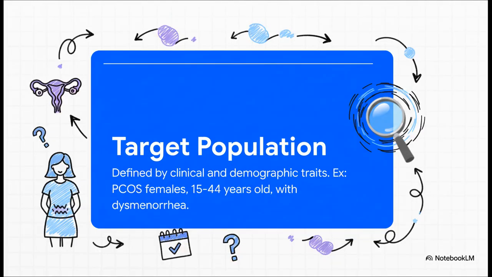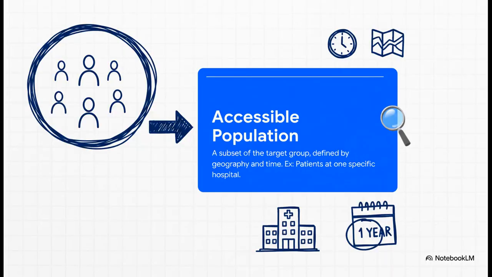So from that huge group, we have to zoom in. This gets us to the target population. And this is where your actual research question starts to matter. It's defined by really specific things, clinical stuff, demographic stuff. Back to our PCOS example, we're not looking at just anyone. We're looking for females, specifically of reproductive age, who have a PCOS diagnosis, and they have dysmenorrhea. See? Much more focused.